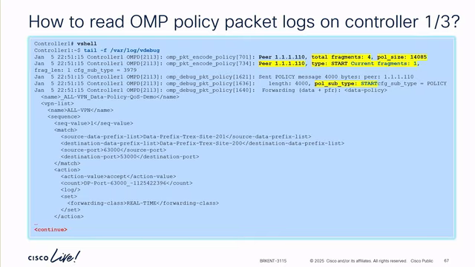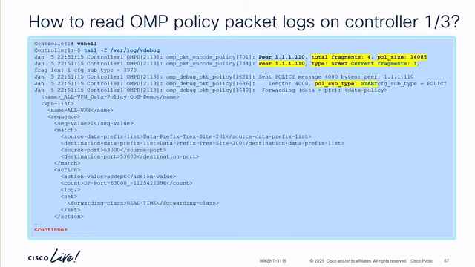Here we can see that the policy which I'm trying to push is 14,085 in size. It is exceeding the maximum policy packet size which the OMP protocol supports, which is 3980. So it does the fragmentation and creates 4 fragments.